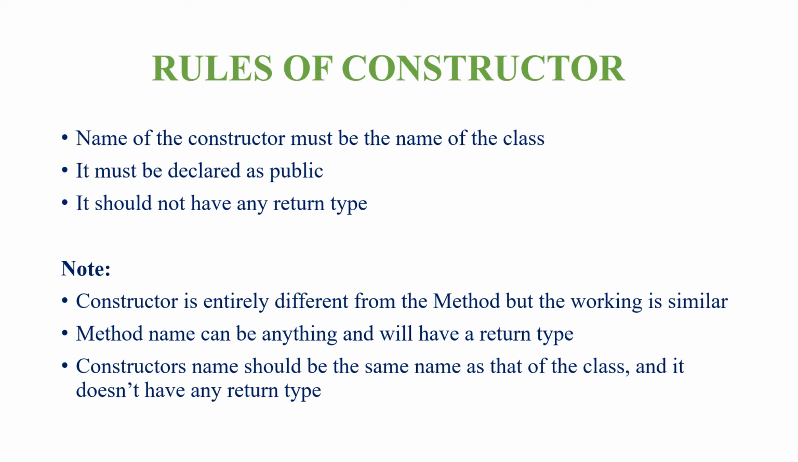Another important note to remember is that a constructor is entirely different from a method. The constructor and the method work similarly, but they are entirely different. The constructor name should be the same as the class name, whereas the method name should not be the class name. It can be any alphanumeric or alphabetic characters. And constructors don't have any return types, whereas methods have a return type. So this is the main difference you have to know between a constructor and a method.